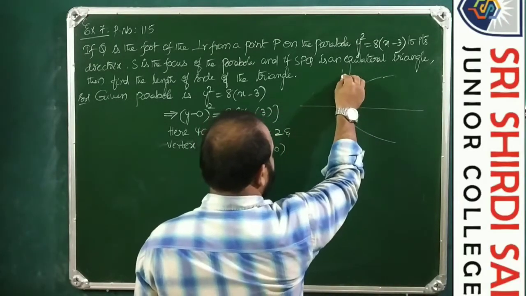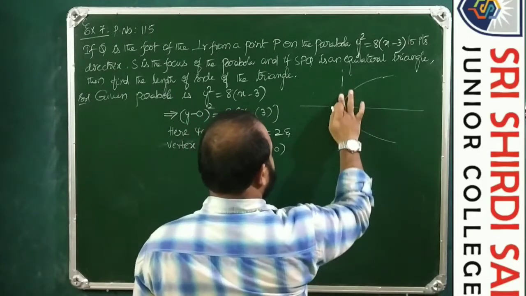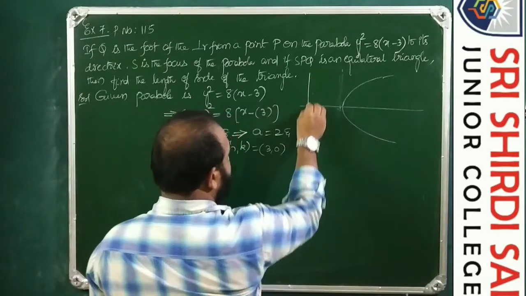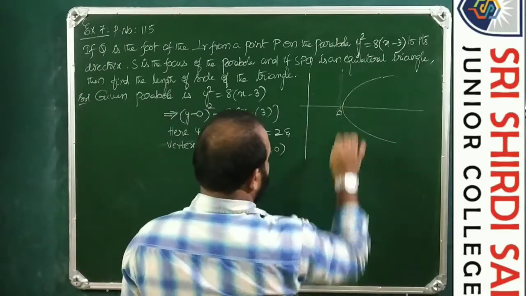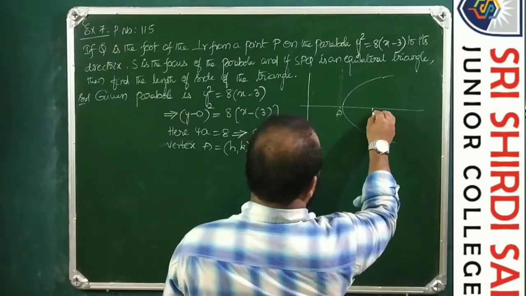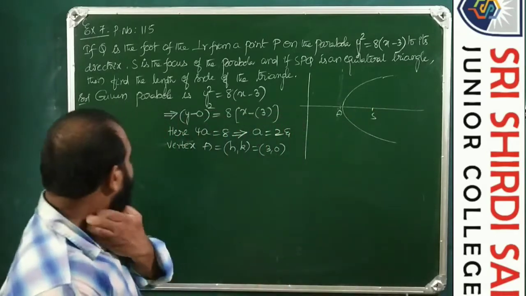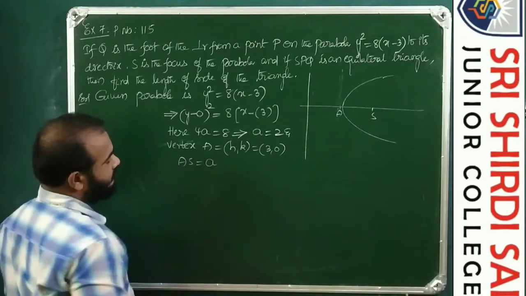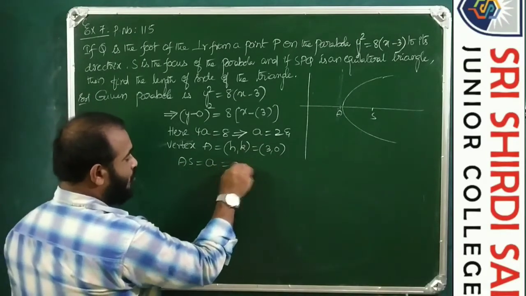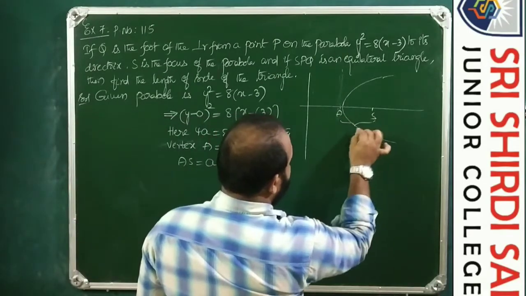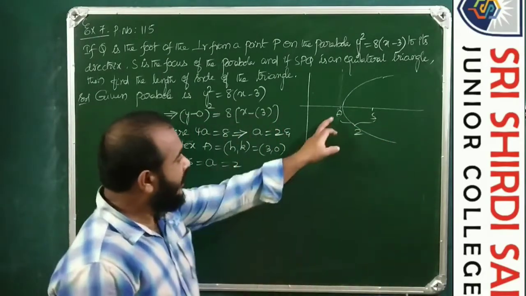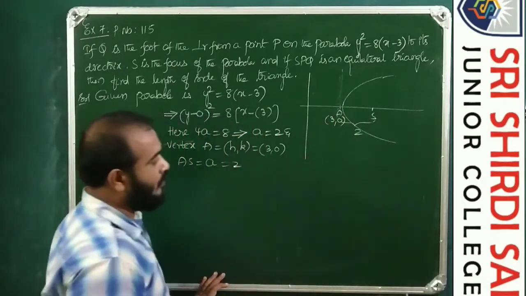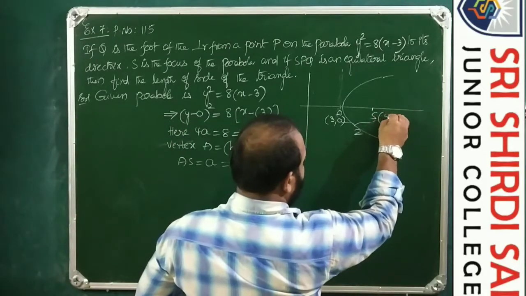This is our axis, this is the vertex, and this is our directrix. This is the vertex, and here is the focus S. So here AS is equal to how much? AS is equal to a, and a is equal to 2. That means from here to here this distance is 2. And A is (3, 0), then S is (5, 0).